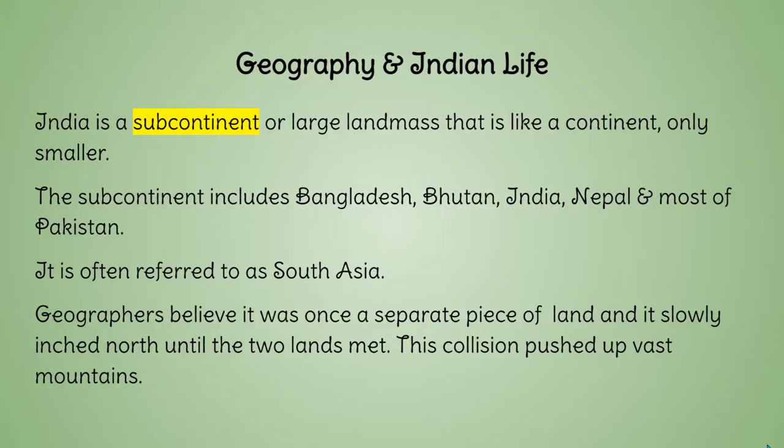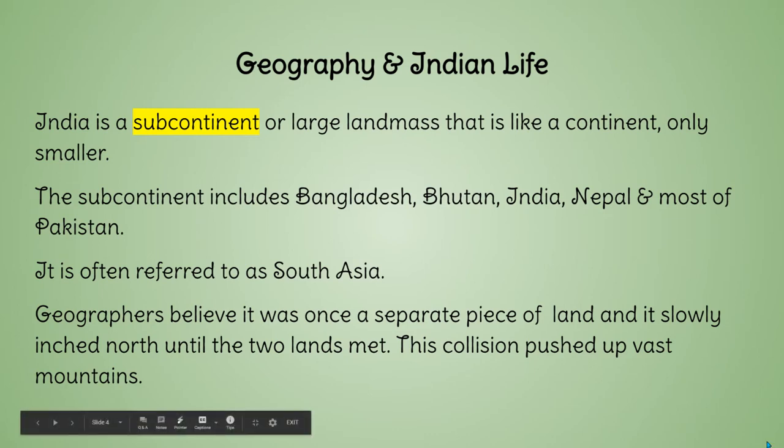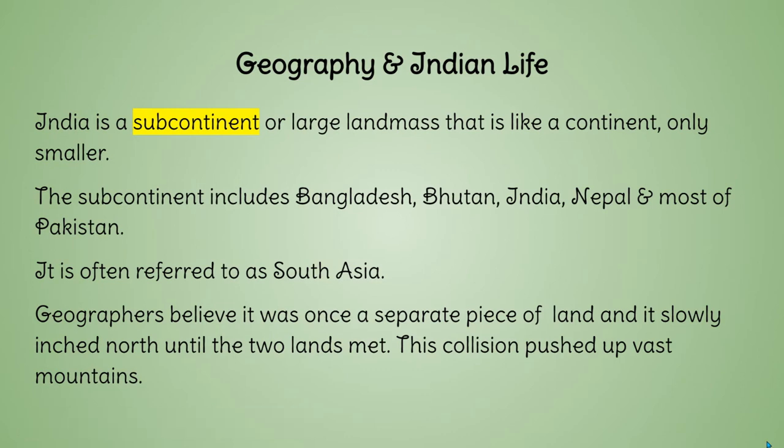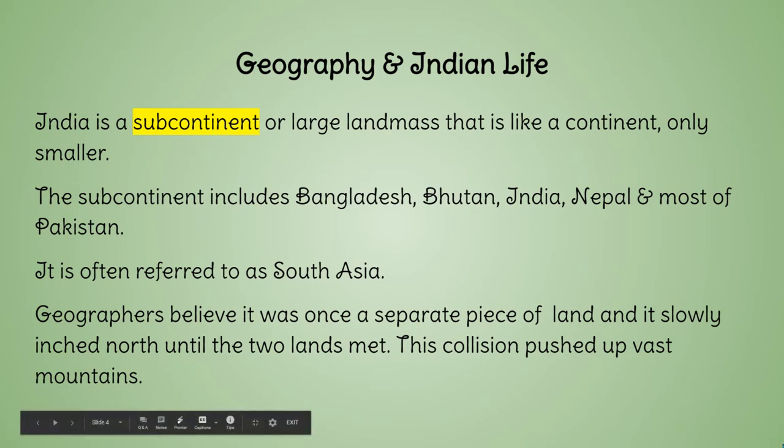So, India is a subcontinent or large landmass that is like a continent, only smaller. The subcontinent includes Bangladesh, Bhutan, India, Nepal, and most of Pakistan. This area is often referred to as South Asia. Geographers believe it was actually once a separate piece of land and it slowly inched north until the two lands met. And this collision pushed up beautiful, vast mountain ranges that you'll see on the next slide.